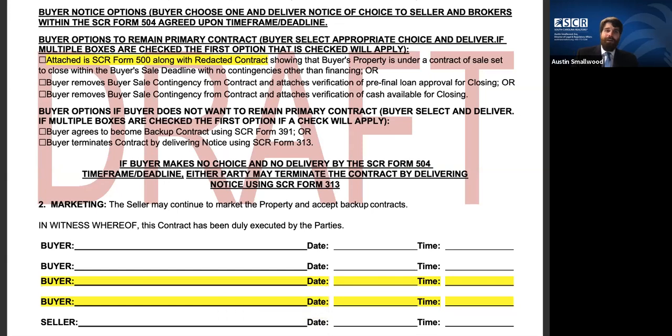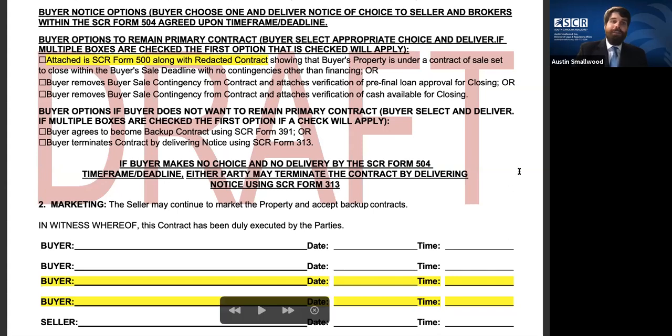The first is, hey, my Ohio house is still under contract set to close. The only thing we're waiting on is financing. Here's a copy of SCR Form 500 along with a redacted contract for my house in Ohio, showing you the only thing we're waiting on is financing. Or, hey, seller, here's verification of cash that I got, cash to close. I can close using cash. Or here's verification from my lender showing you that I can afford 2 mortgages. If the buyer can do one of those 3 things, then they remain in primary position.